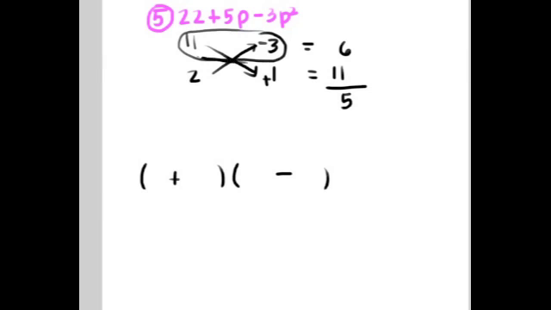Now take note, where's the p? Is the p in the first term or in the third term in the original problem? Is the p here with the 22? Or is it here with the 3? It's here with the 3, so the p is actually going to be on the back part of the final answer, okay? So going across, I have 11 minus 3p, and then I have 2 plus p. And that's it. That's all I can do with this.